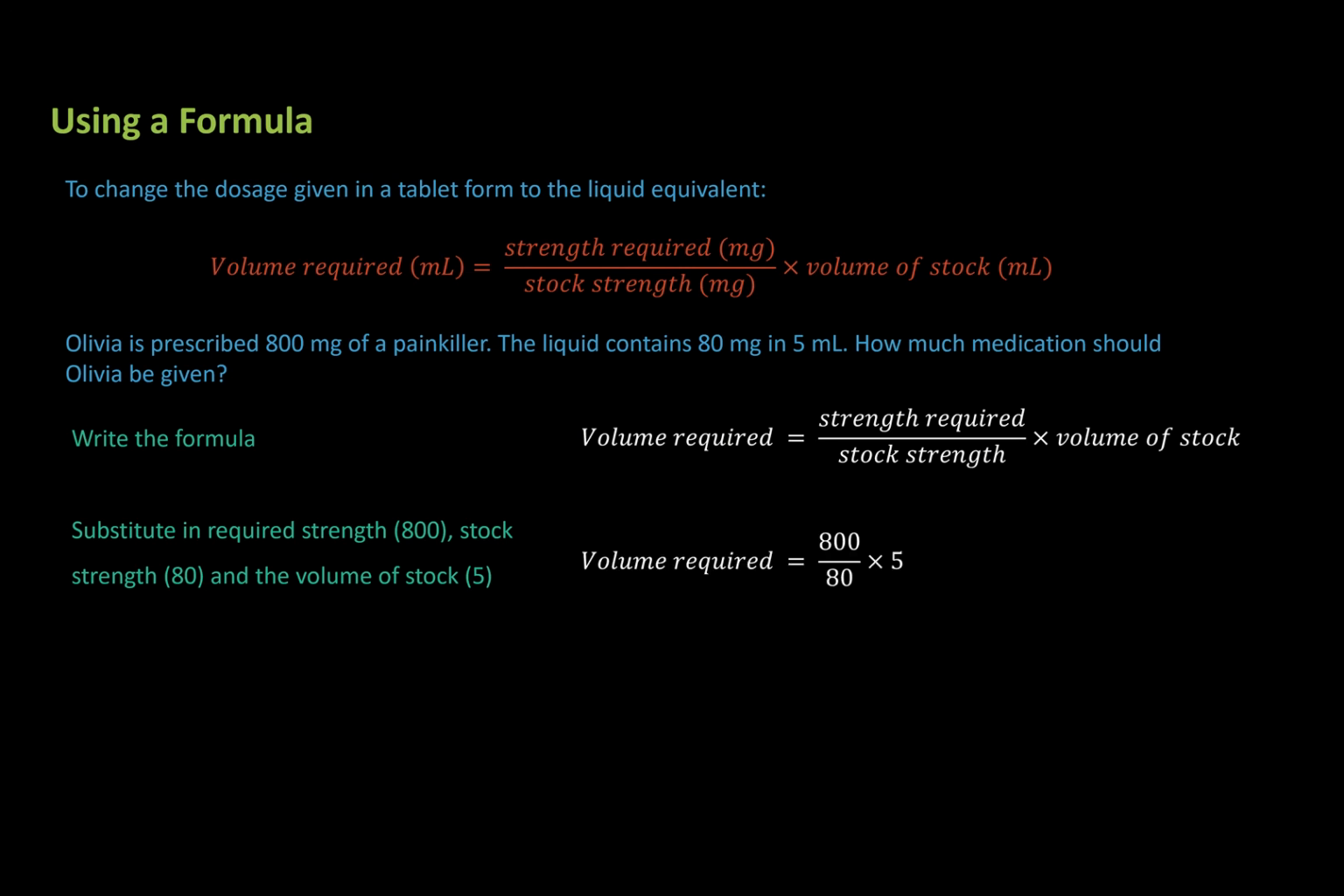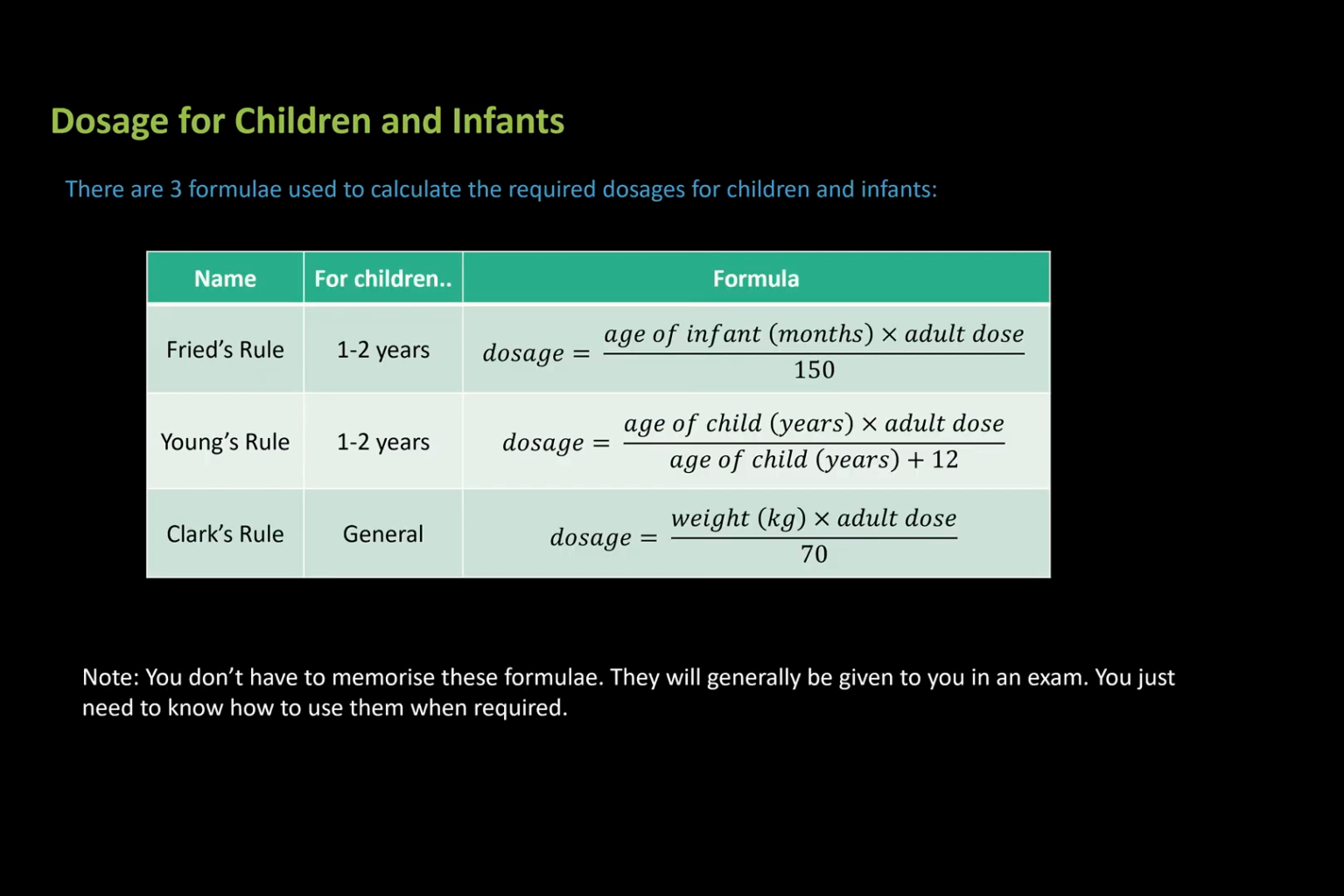We substitute those in, and it becomes quite basic straight away. We run that through the calculator and we get 50 mil. And we write a summary statement for that. So we've got 50 mil of medication is required.